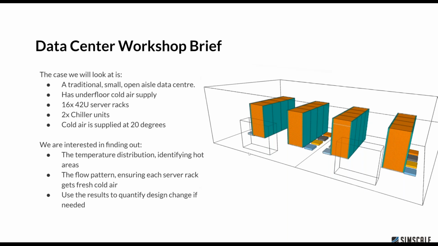So this simple design has underfloor cold air supply. It's got 16 42U server racks and 2 chiller units aligned with the hot aisles. And cold air is actually supplied at 20 degrees Celsius. And what we're actually interested in finding out is the temperature distribution and also the flow pattern within this space to identify where this design could be improved, understand how some servers may or may not be hotter than others, and really to analyze these results to make design decisions. So that's the goal. But what we're going to be focusing on, of course, is how to actually get there.